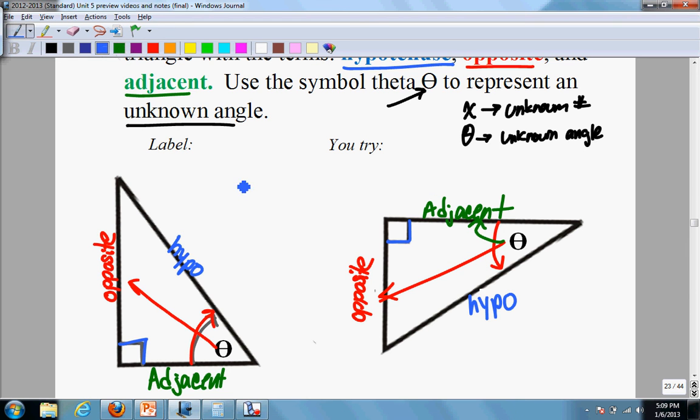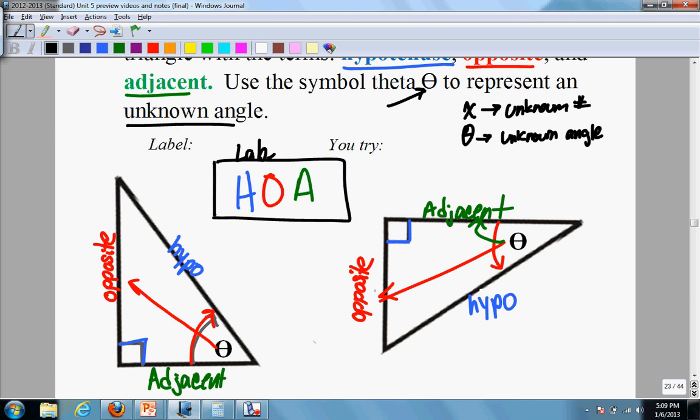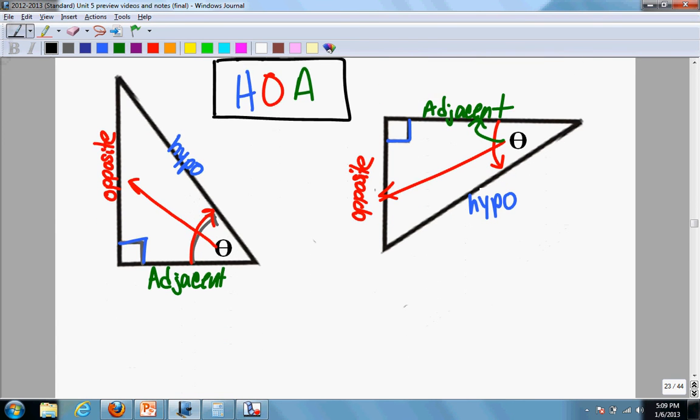What I like to do to remember these, I call this HOA. Hypo, opposite, and adjacent. Now, how do you use this?